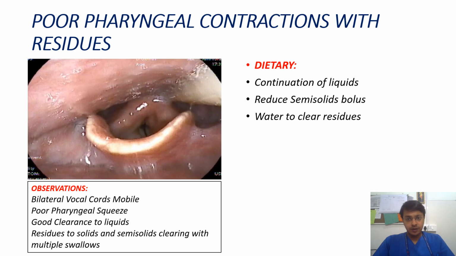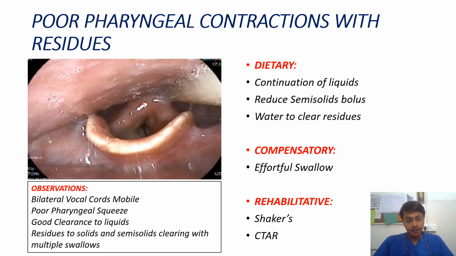So, for dietary modification, liquids can be adequately given since the patient had very good clearance of liquids. We reduce the semi-solid boluses and water can be given to clear the residues after every semi-solid bolus. Compensatory maneuvers can be an effortful swallow or repeated multiple swallows, which will help him clear these residues. And rehabilitation has to be performed to strengthen the pharyngeal squeeze, and this can be achieved by giving multiple rounds of Shaker or CTAR exercise.